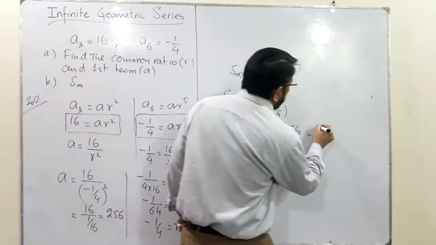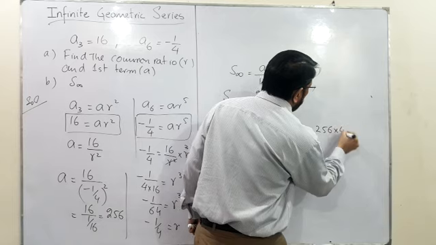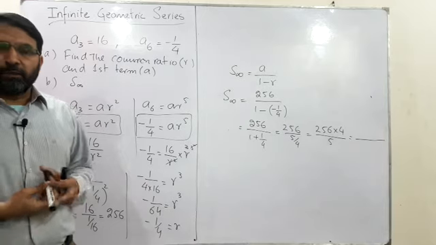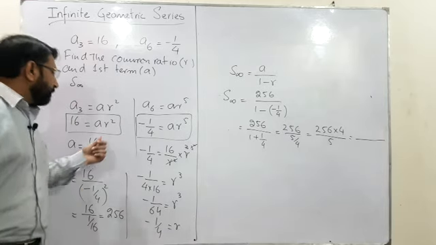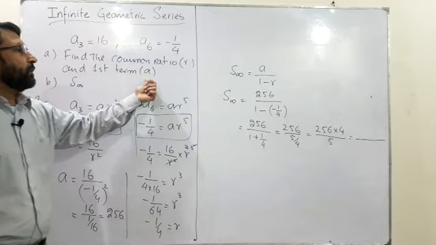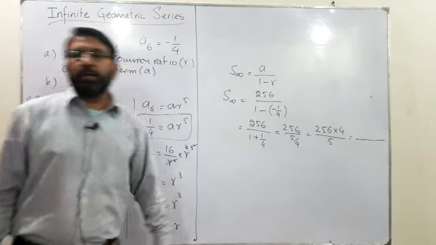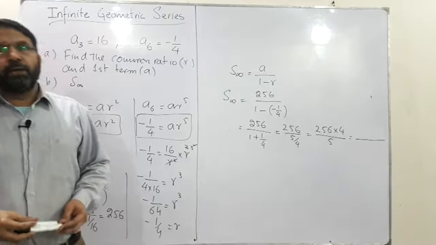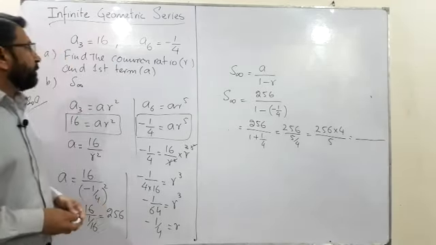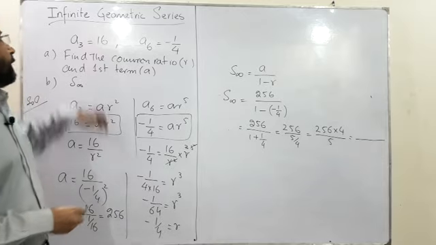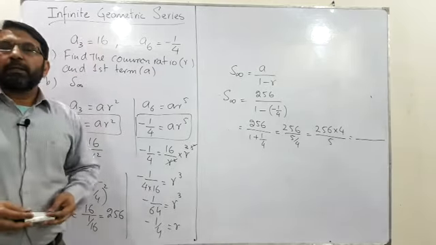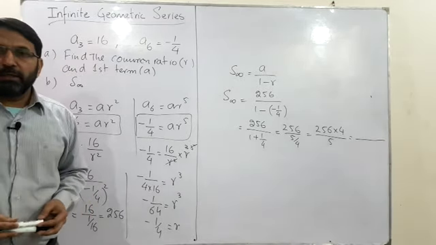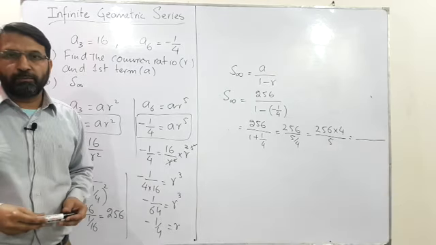And this will take you to 256 multiplied by 4 divided by 5, and you can calculate it with the help of the calculator. In this way, you can find the value of r, the value of a, and the sum to infinity. And this will be utilized in many A-level questions. I hope this small session will be helpful for you to understand infinite geometric series, the sum of infinite geometric series, and how we utilize them according to the given conditions. Thank you.